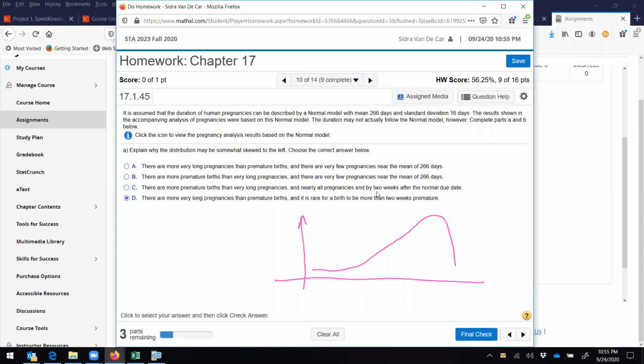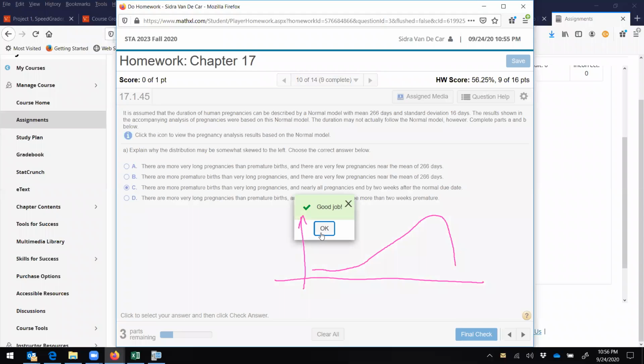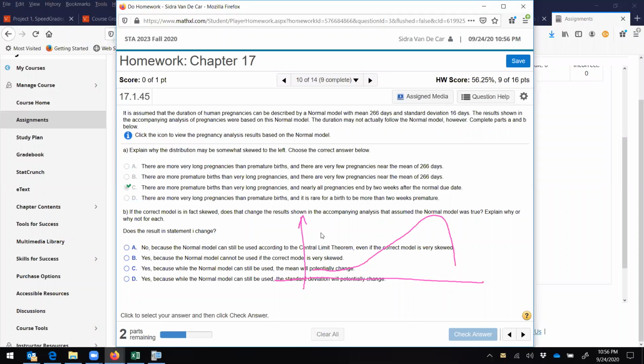And nearly all pregnancies end by 2 weeks after the normal due date. Yeah, I guess that's the case, right? Okay. That one took a little bit more thinking on my part.